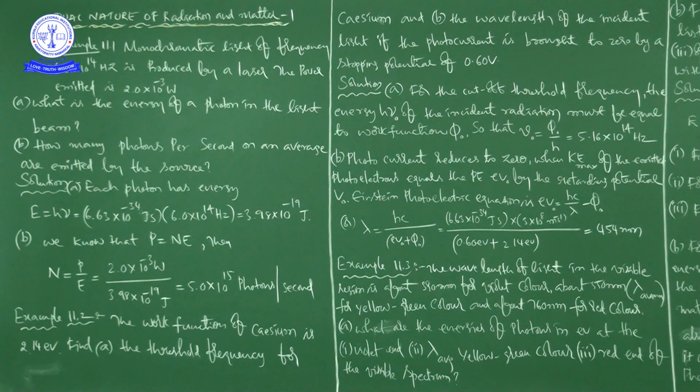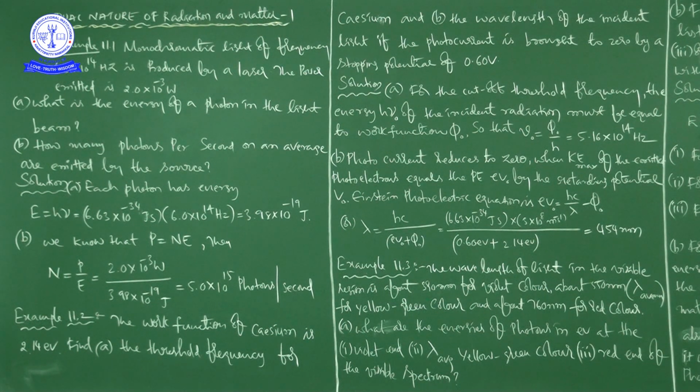First example problem. Monochromatic light of frequency 6.0 × 10^14 Hz is produced by a laser. The power emitted is 2.0 × 10^-3 watt.